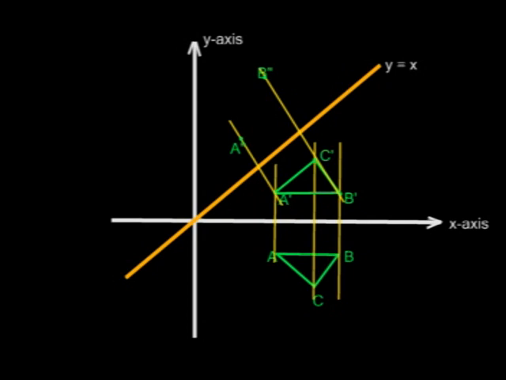Finally, I do that for C'. I do that for C', and I will have my C''. So there I have my new points: A'', B'', and C''. Now I can join the three points to complete the triangle. So there I have my triangle ABC reflected twice, first on the line y = 0, and then on the line y = x.